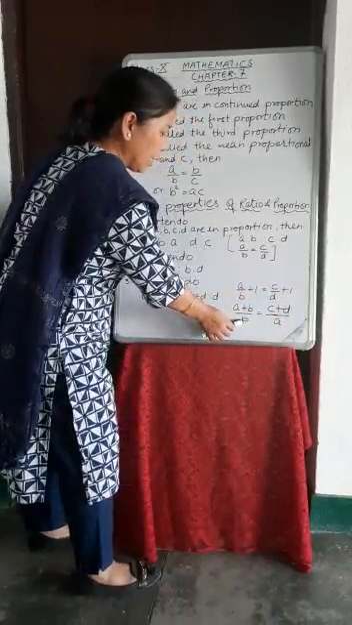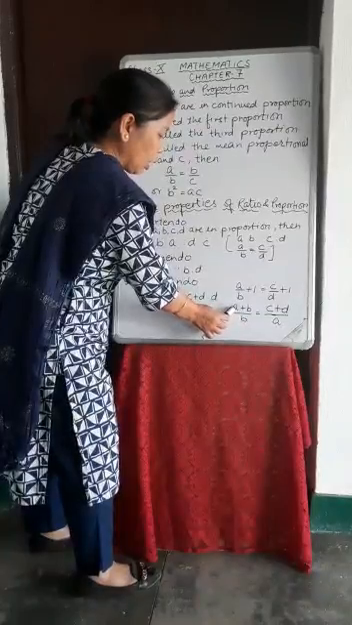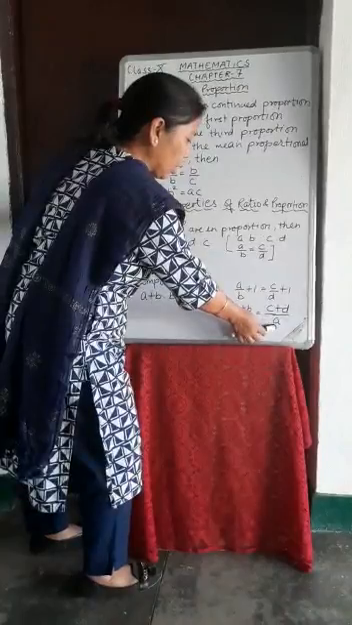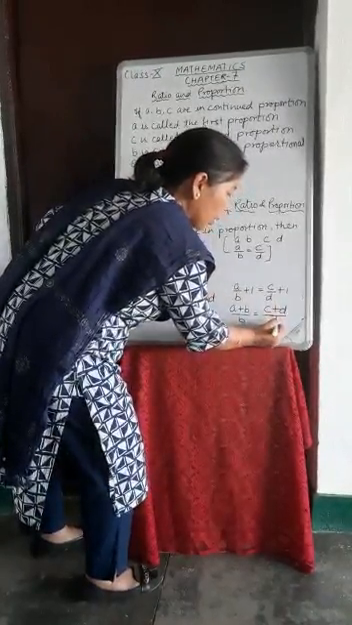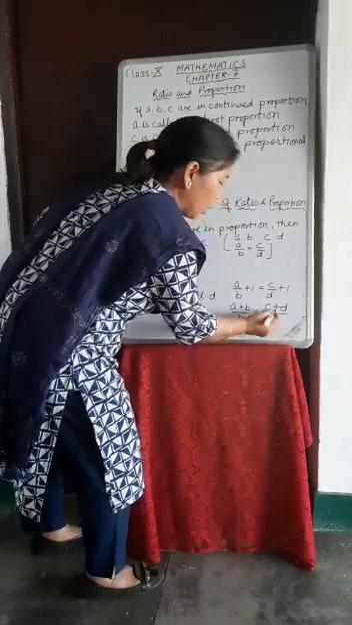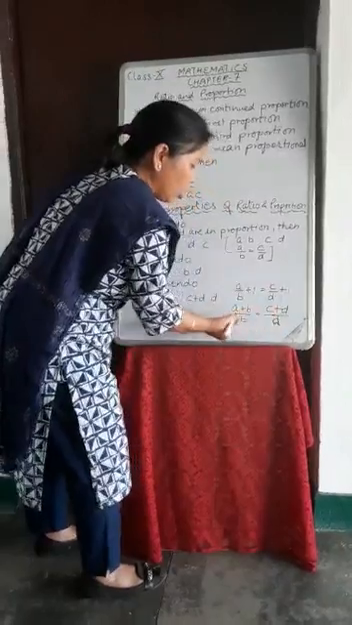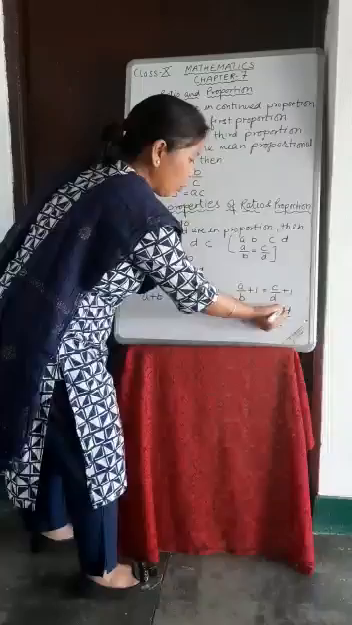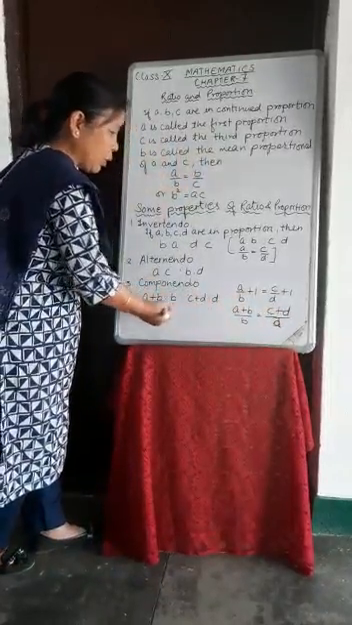If we take the LCM, then B is the LCM of these two numbers. So A plus B into 1 is B will come over here, equals to same over here. D will come here, D is the LCM. And C will come from here, D into 1 is D, C plus D. So A plus B is to B is equal to C plus D is to D. So this is componendo property.